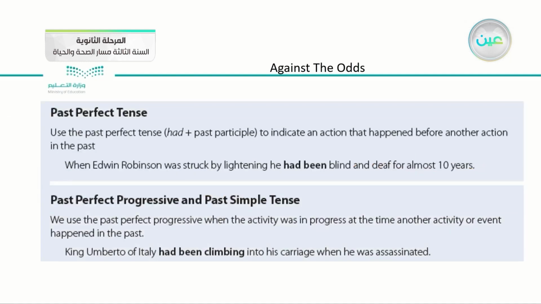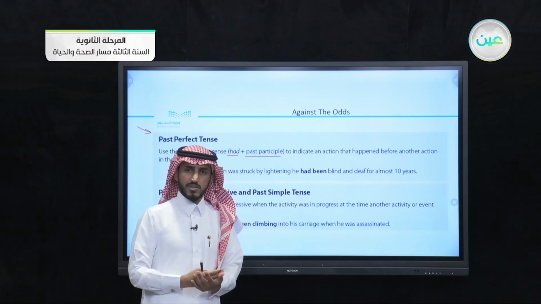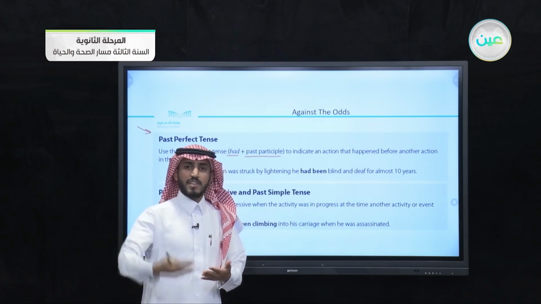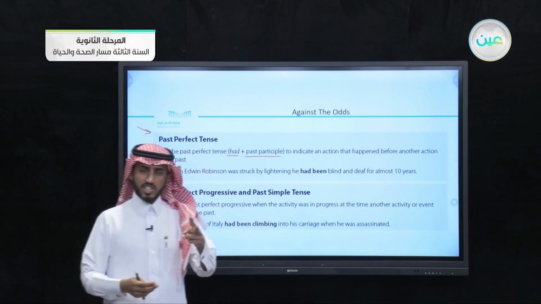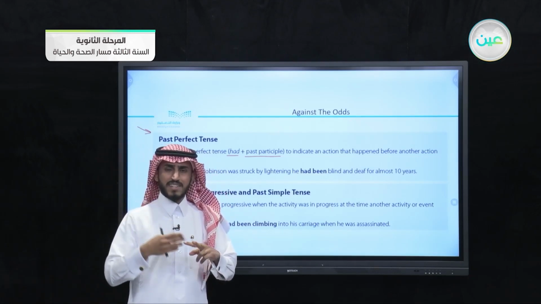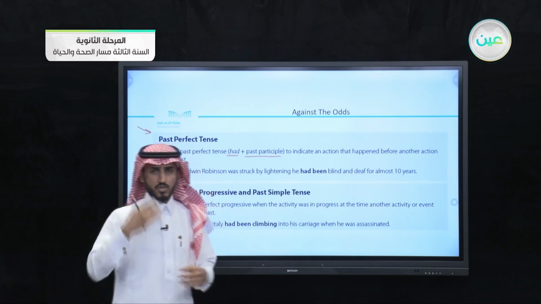After that, we have the past perfect tense. We talked about the past progressive. Now we have the past perfect tense. We use the past perfect tense, had followed by the past participle, to indicate an action that happened before another action in the past. So what is the definition of the past perfect tense? It is an action that happened before another action that happened in the past. So we have two actions and they are both in the past. The past perfect is the first one of them.